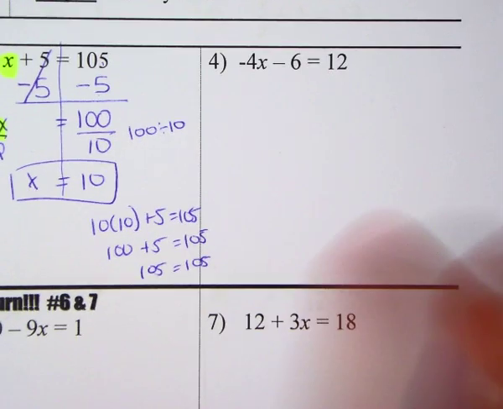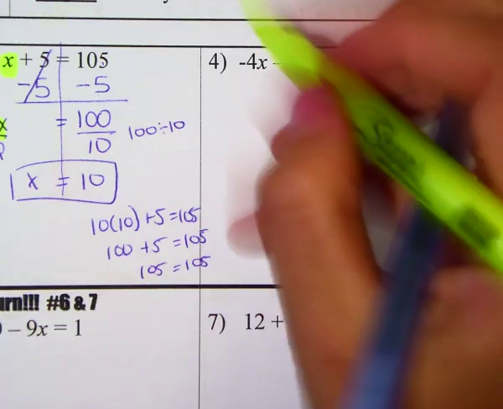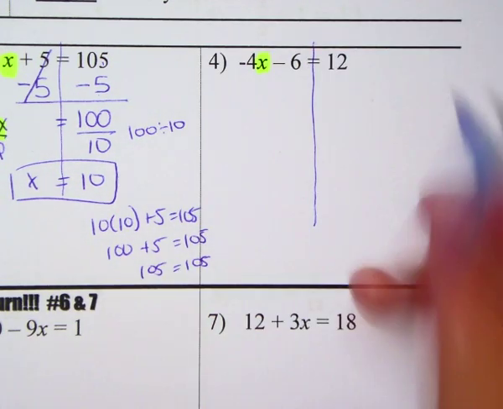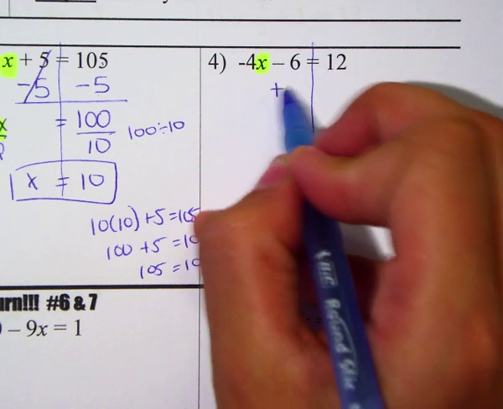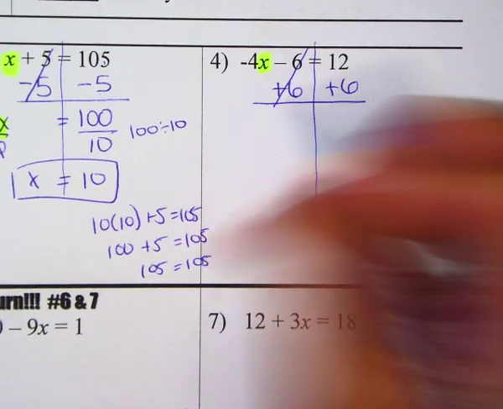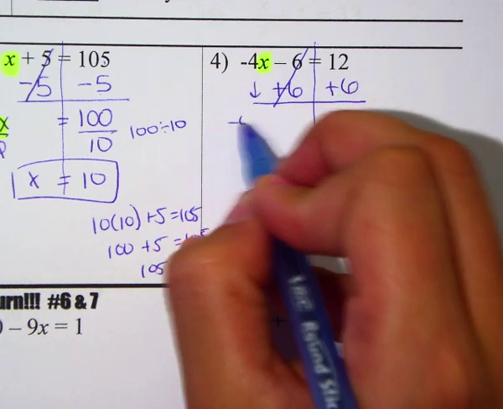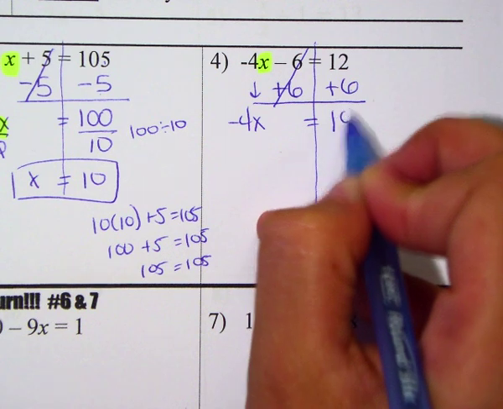Number 4, first draw your wall. Then I need to isolate x by doing inverse operation of addition, subtraction. So plus 6 to both sides. Rewrite the negative 4x because I haven't done anything with it yet. 12 plus 6 is 18.